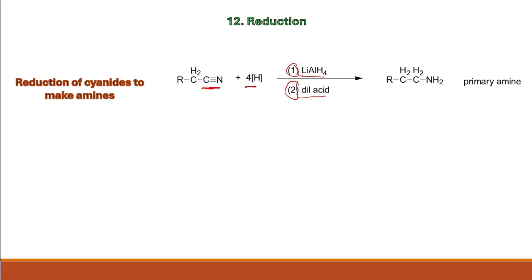The final product is the formation of the primary amine by addition of 4 hydrogens to the carbon and the nitrogen. So it's going to give you a primary amine. Remember that this is the only product for this reaction. It's not going to give you a mixture of primary, secondary, and tertiary amines like the substitution of halogenoalkanes with ammonia.